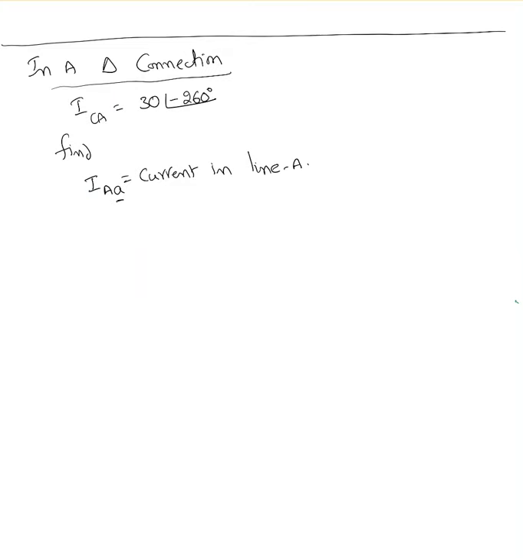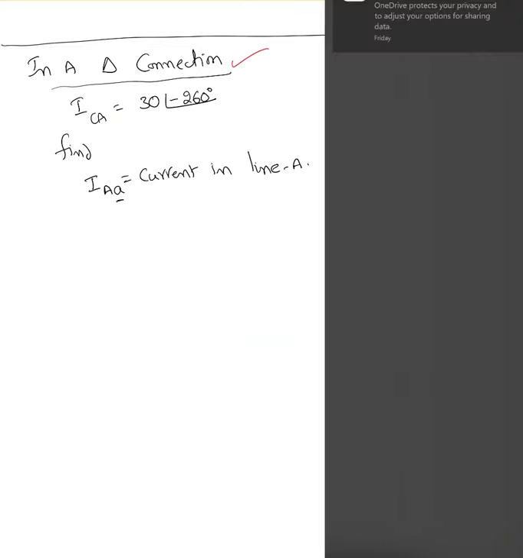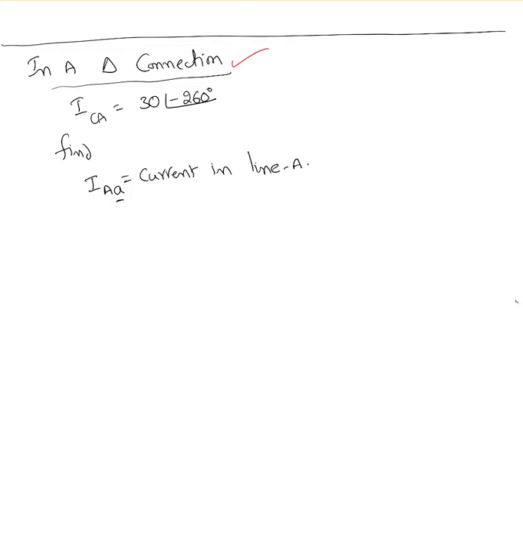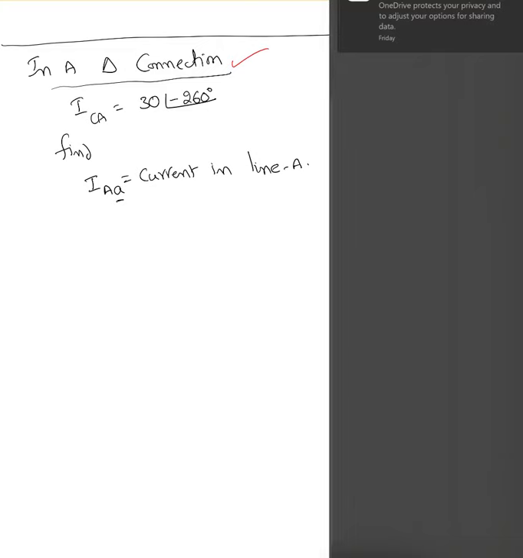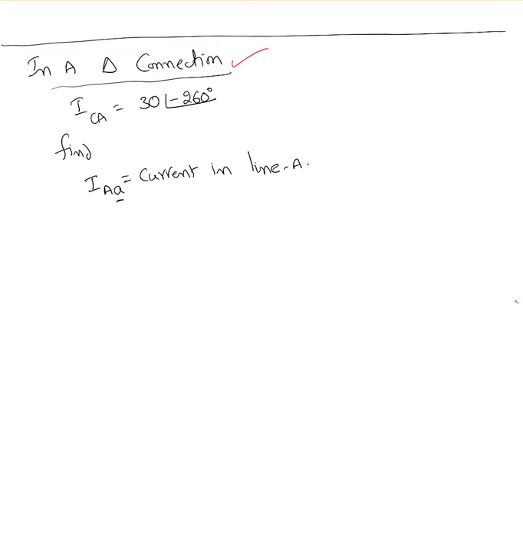Here is the next example. In a delta connection, ICA equal to 30 at an angle of minus 260 degrees. Find IAA, so current in line A. So it's a delta connection. He didn't mention whether it's a load or source. It doesn't matter. Let me take that as a load, because he's talking about ICA. I will tell you in a second.